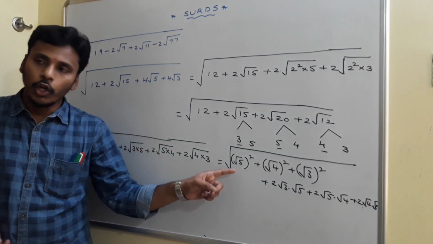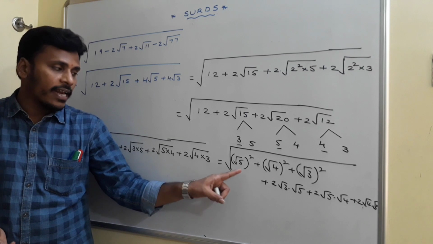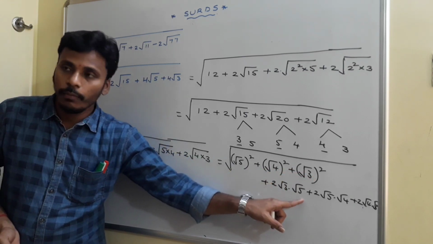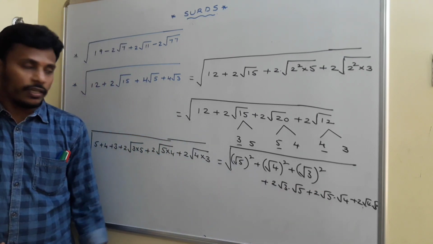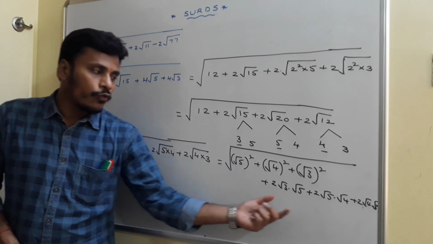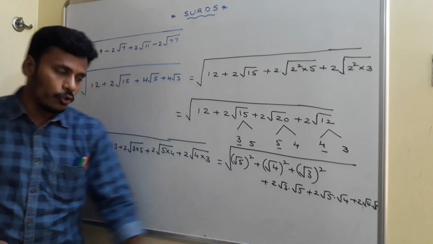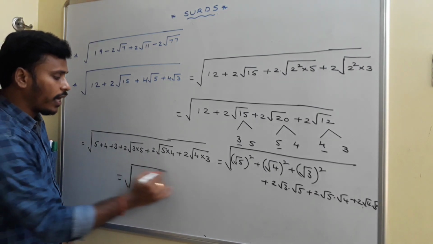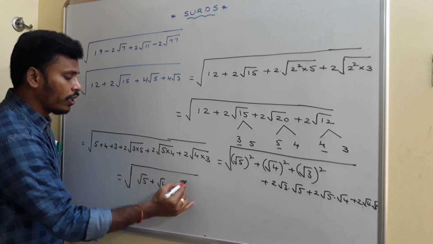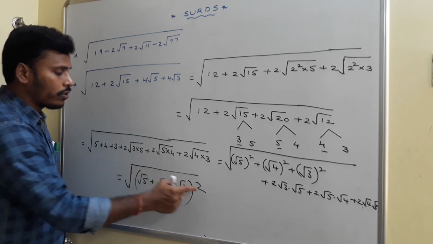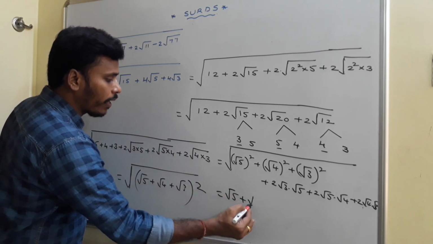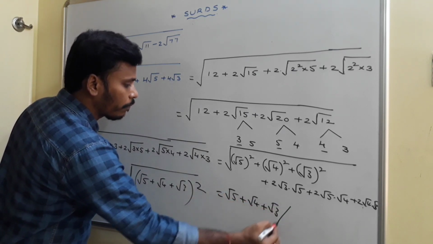Now if you look at this, this is in the form of the identity a square plus b square plus c square plus 2ab plus 2bc plus 2ca. Treat root 5, root 4 and root 3 as a, b, c, and it becomes like 2ab, 2bc, 2ca, and at the end in your hand you have the square root of root 5 plus root 4 plus root 3 whole square. And if you cancel out this square and that root, your answer for this problem is root 5 plus root 4 plus root 3. Just have a look.